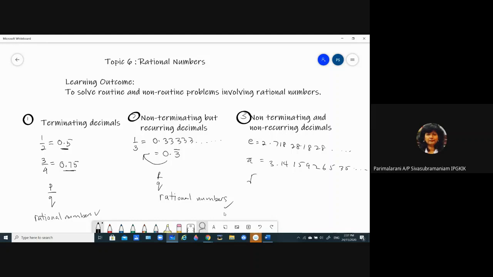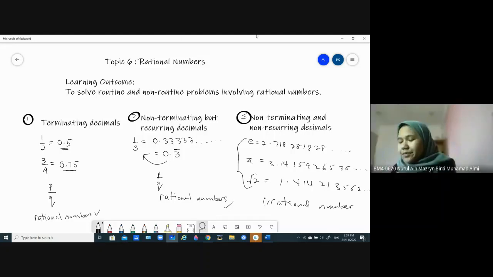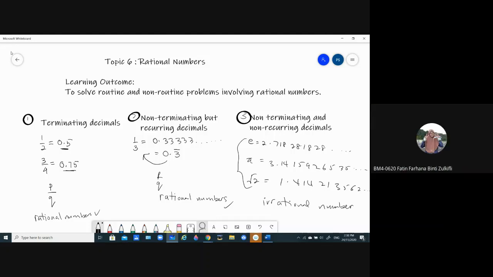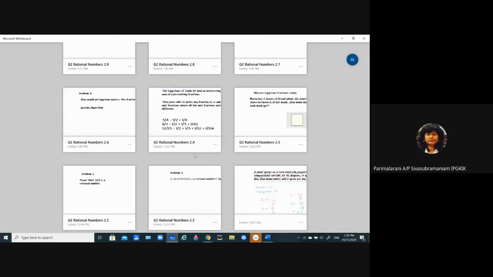Another example is square root 2, 1.414213562 and so on. We know all these numbers are irrational numbers. Why? Because they cannot be written in the form of a fraction. So, do you understand the three types of decimal numbers now? Yes, madam. Okay, so now we can continue with our problem solving questions.